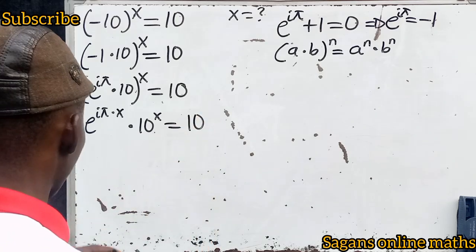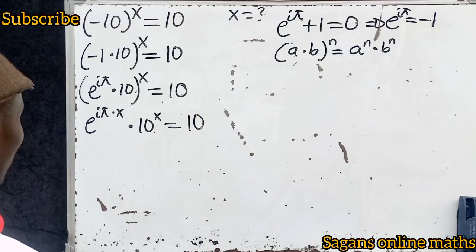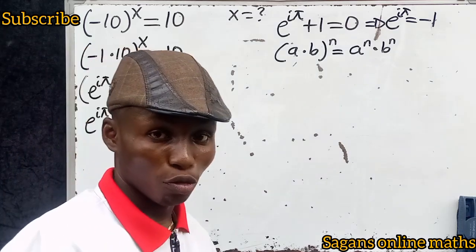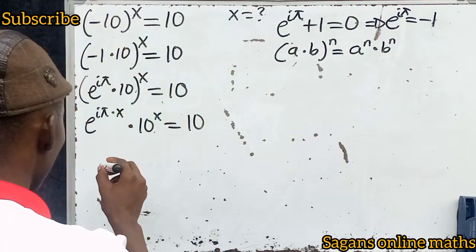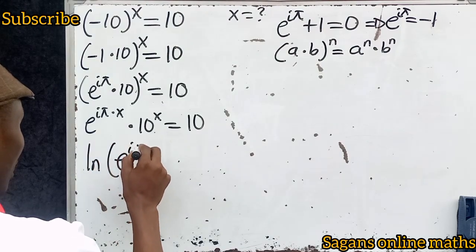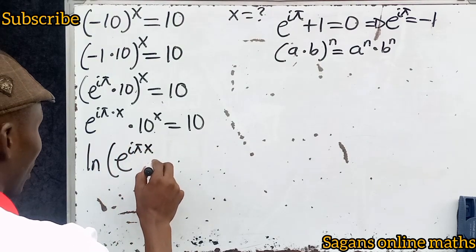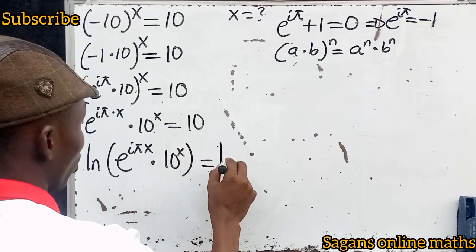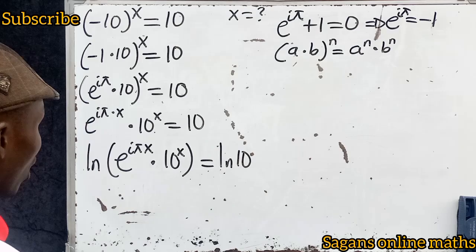Wow, this is beautiful, right? Now what are we going to do here? Let's take the natural logarithm of both sides, right? That means ln(e^(iπx) × 10^x) is equal to ln 10. Wow.